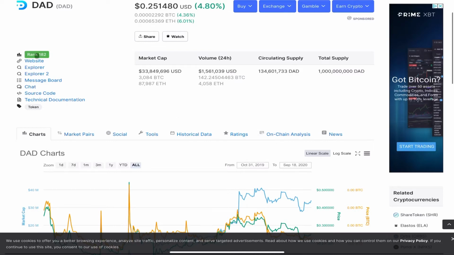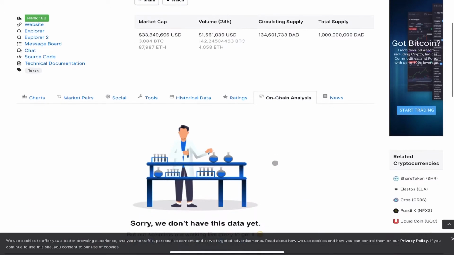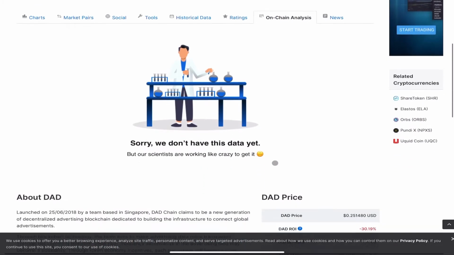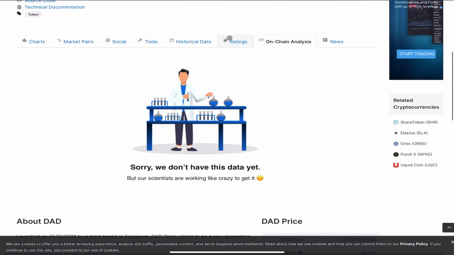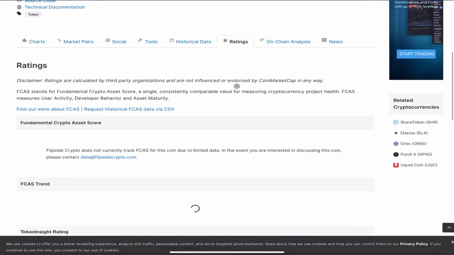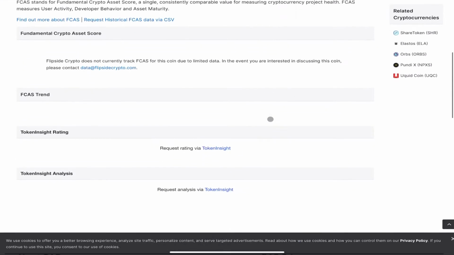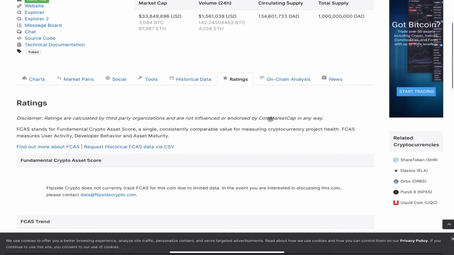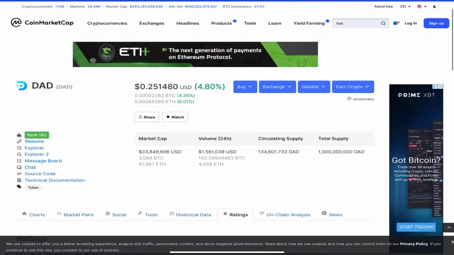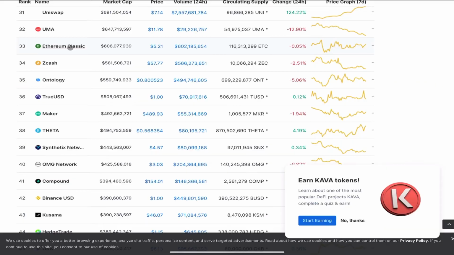So DAD is ranked 182. Let's see if it has any on-chain analysis. It doesn't. There are a lot that don't. Doesn't matter. Let's go to the ratings. There are no ratings on Dad Coin, so not interested. Let's go with Ethereum Classic.